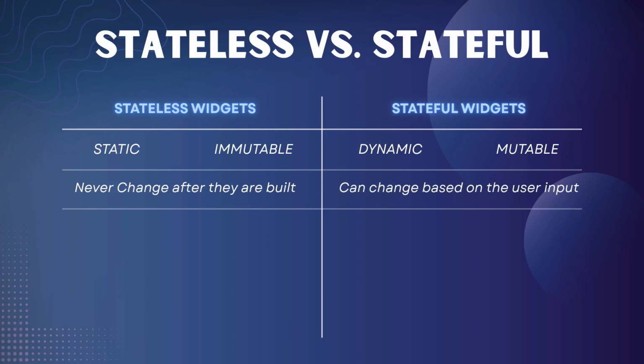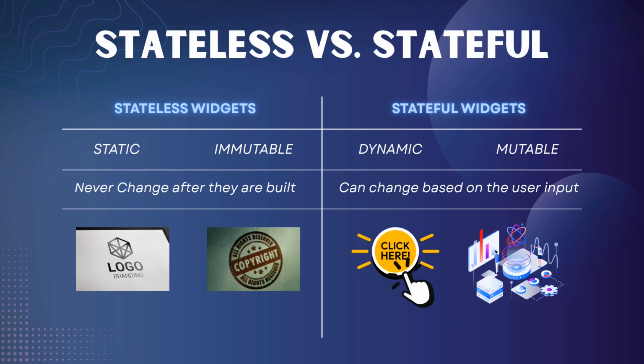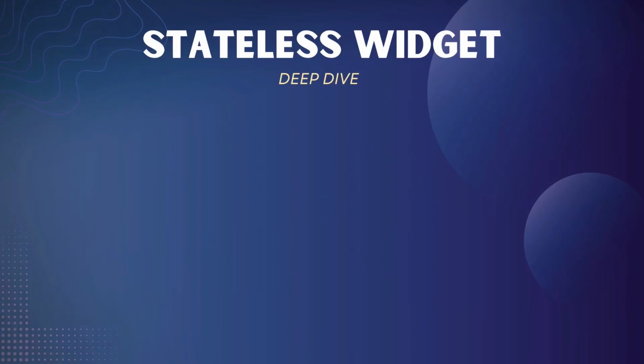Stateful widgets can be changed based on the user's input, and stateful widgets are the dynamic elements of your screen that change over the course of time. Stateless widgets are perfect for things like a company logo, a copyright notice, or a fixed title. Stateful widgets can change on user input, like when you tap a button or when data arrives from the internet. This changing is what we call a state.